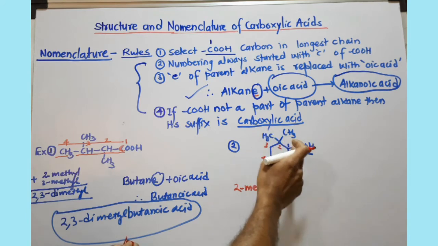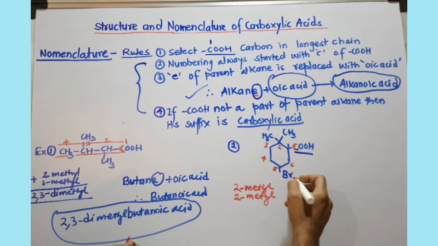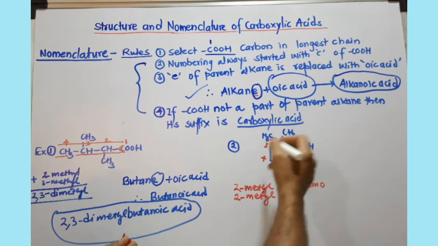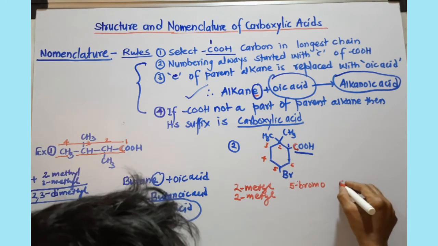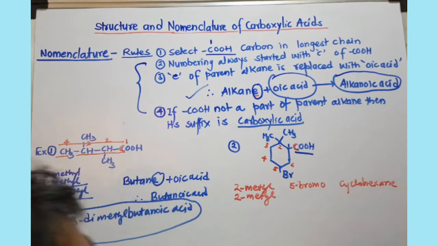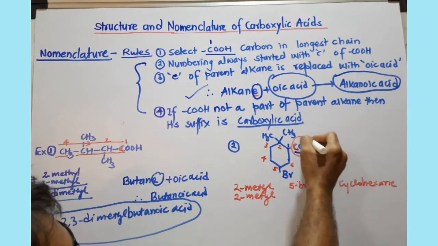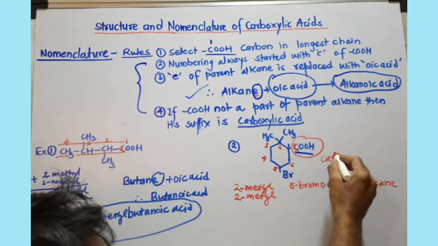The second is also 2-methyl, because one more methyl group is attached, so I'll put them together. The other substituent is 5-bromo. You should know this, 5-bromo. And the parent is a cyclic alkane which has 6 carbons, so the parent is cyclohexane. Now the suffix: because this COOH group is not part of the parent alkane, the suffix is carboxylic acid.